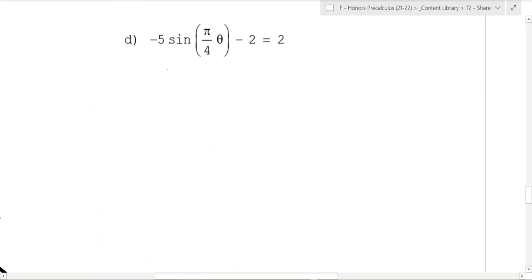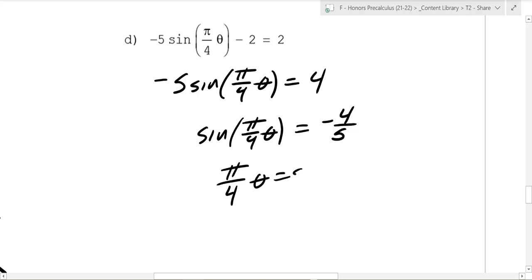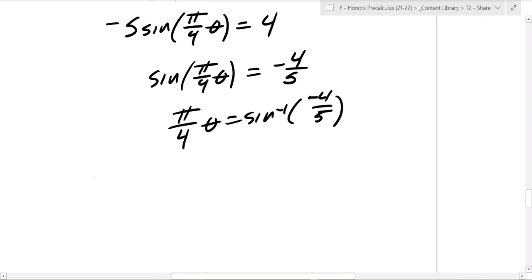So over here we do something very similar. We add 2 to begin. We get pi over 4 theta equals 4, and then we get sine of pi over 4 theta is equal to negative 4/5. And now you'd use your calculator for this. So after you do sine inverse, pi over 4 theta is equal to sine inverse of negative 4/5. You can use your calculator for this. So you get the two cases.